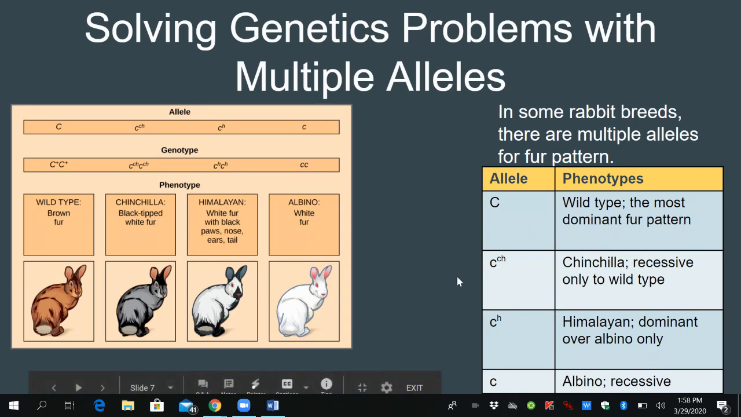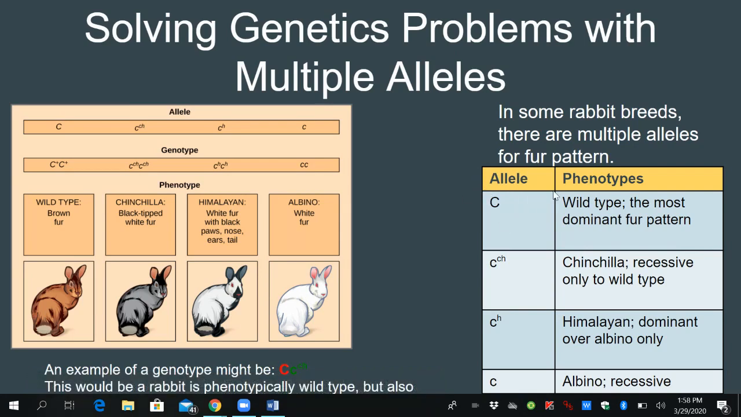On the dominance spectrum, this capital C, which we have known now to be dominant, is called wild type and is the most dominant fur color. So it will override any of these other 3 colors. The chinchilla type will be represented as C with this CH exponent, called a superscript. CCH is recessive only to the wild type. So it'll get covered up by the big C, but will override the Himalayan and the albino. So it's in the middle of the dominance spectrum.